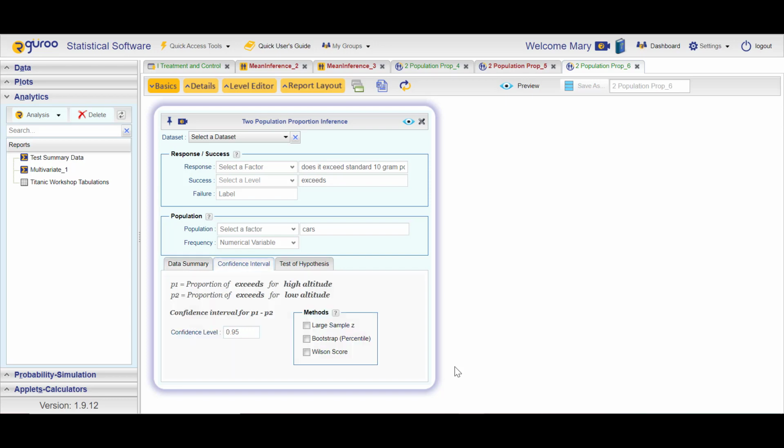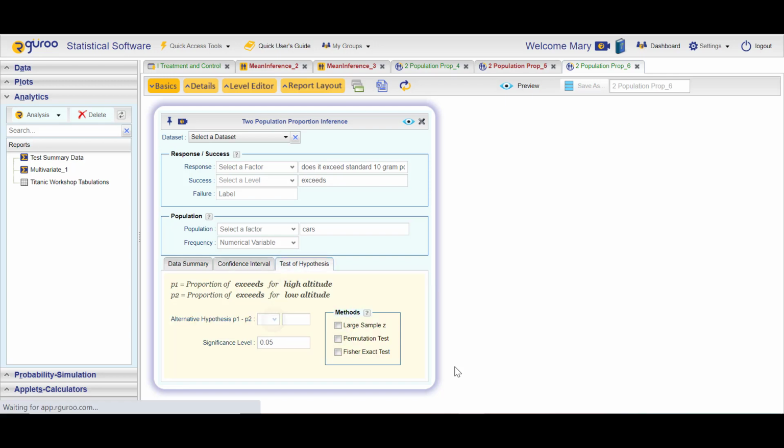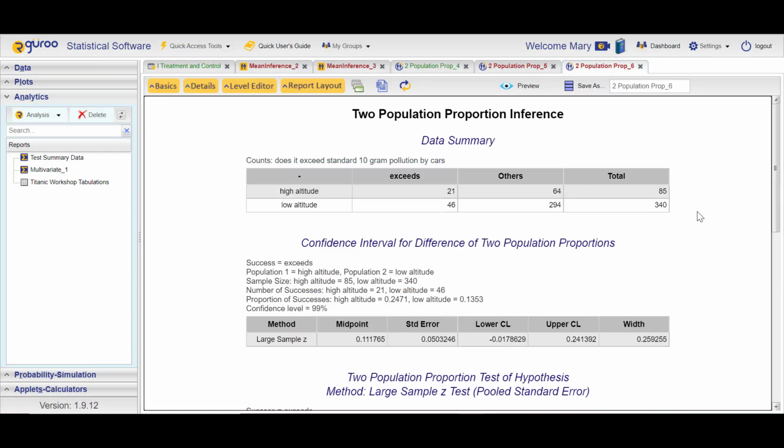For confidence interval, I'm going to do 0.99. Click large sample Z. For the test, I'm going to do greater than 0. And if you look, proportion exceeds for high altitude is P1. Proportion exceeds for low altitude is P2. So we're saying high altitude is greater than low altitude. Large sample Z, and of course we need to change our significance level to 0.01. Click preview. Write everything down.